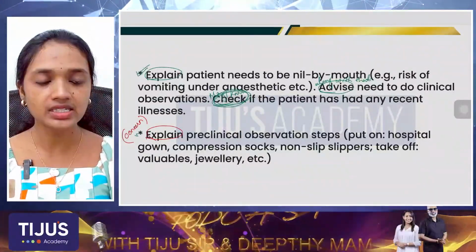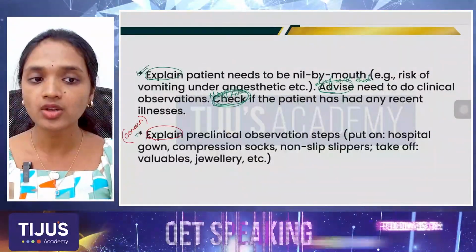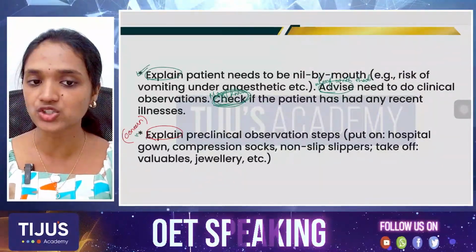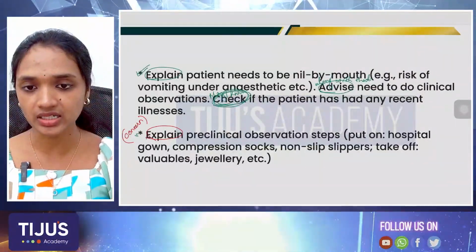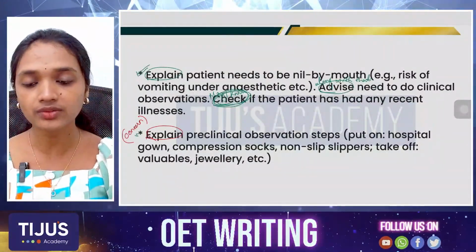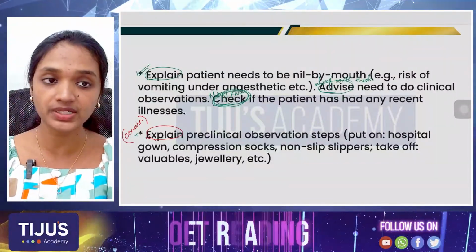Alright, so the first thing is you need to put on a hospital gown and compression socks and non-slip slippers. Along with that, you need to take off your valuables and jewelry. So we are instructing. What is this? You are giving an instruction to the person about whatever the person is going to do. Actually, this is something which the person needs to do.